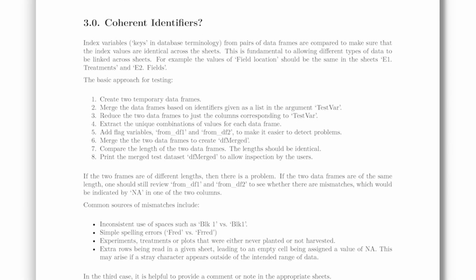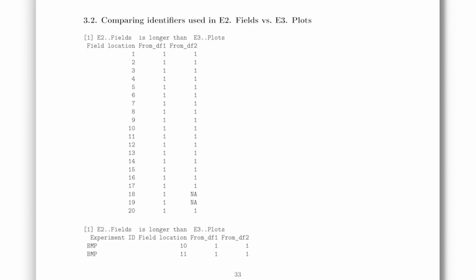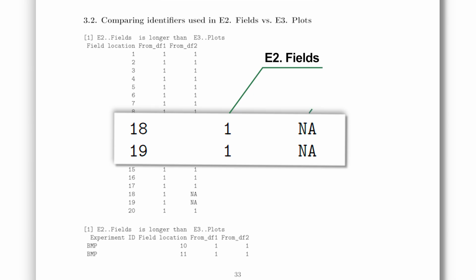Section 3 examines the coherency of identifiers, comparing identifiers used across sheets to ensure that levels are named in a consistent manner. For example, in comparing the identifier field locations for sheets E2 fields and E3 plots, we see that the levels 18 and 19 are missing in E3 plots. In this case, we know that trials planned for one farm were not executed in 2021 and 2022, so the missing values are expected.